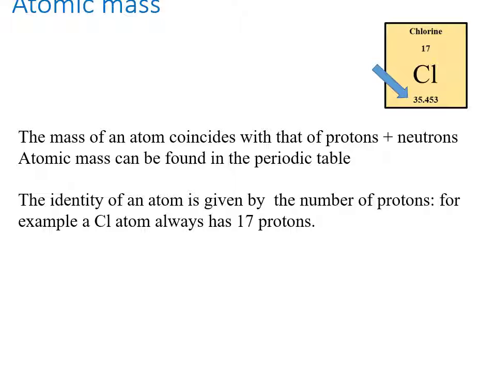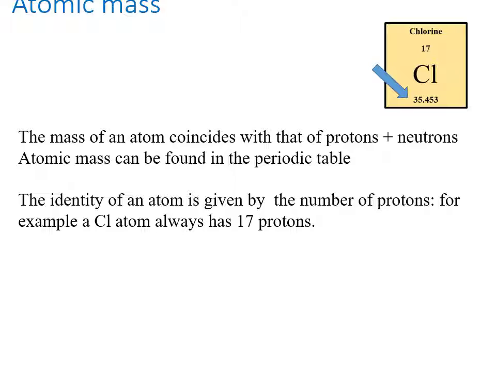The atomic mass is the mass of an atom and normally coincides with the mass of the protons plus that of the neutrons. The reason why electrons are not factored in is because their mass is much smaller than that of protons and neutrons. The value of the atomic mass for each element can be found in the periodic table, normally below the symbol, as is shown by the picture.